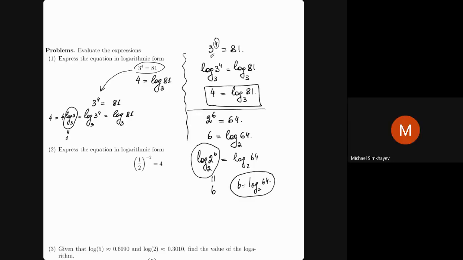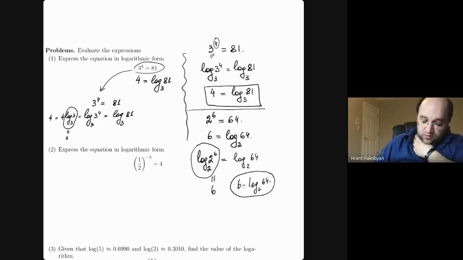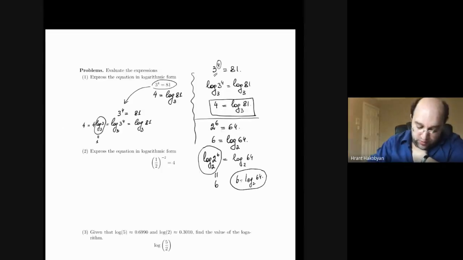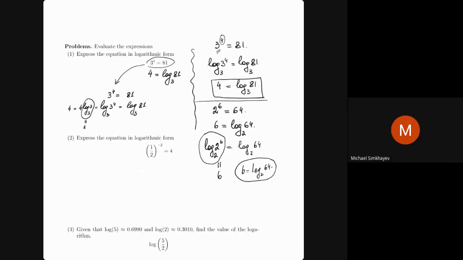I just don't get that extra step. Why do we have to do that? If we could just write 6 equals log base 2 of 64. Okay, so maybe you don't need that. I understand what you're doing, but what's the point of doing that? You could just go straight to the answer, you know?